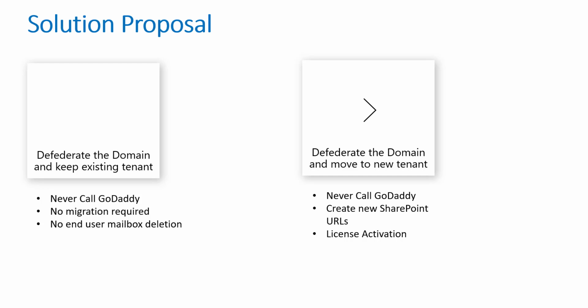And there's two basic premises here and solutions that you could go with. One of which is to defederate the domain in the existing tenant and keep that tenant. So you're basically just stripping GoDaddy and replacing the licensing with a CSP provider or direct. Some of the benefits there: you never have to call GoDaddy, there's not a migration that you have to do, and there's no downtime or end user mailbox deletion. So that's the recommended step, I would say, and is what I'm going to be proposing in this tutorial.